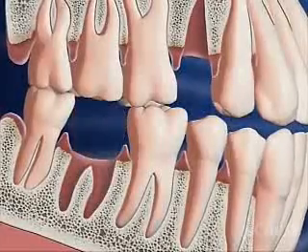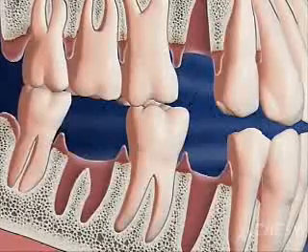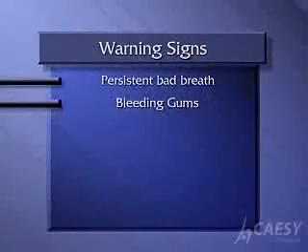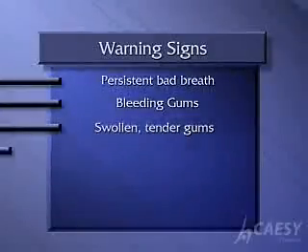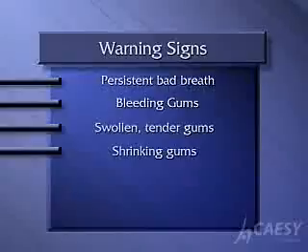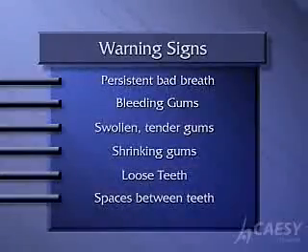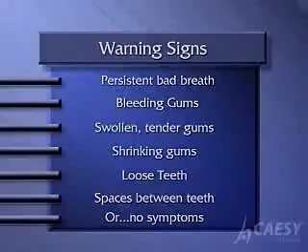If you have periodontal disease, you may have some of these warning signs: persistent bad breath, bleeding of the gums when brushing or flossing, soft, swollen, or tender gums, gums shrinking away from the teeth, loose teeth, and changes in the spaces between your teeth that reflect changes in the underlying bone. You may also have none of these warning signs. In fact, most people who have periodontal disease aren't even aware of it.